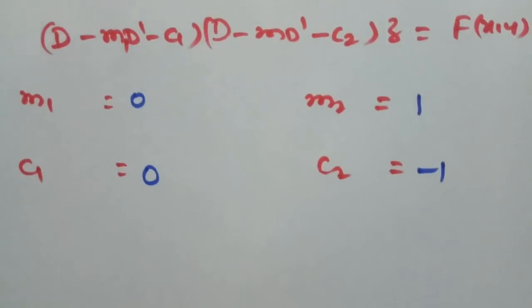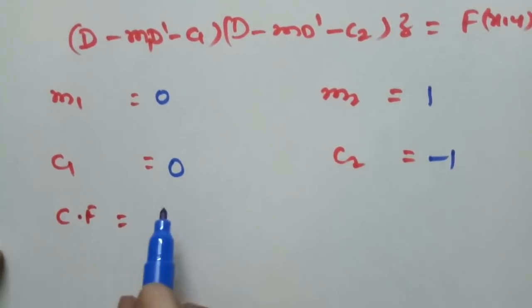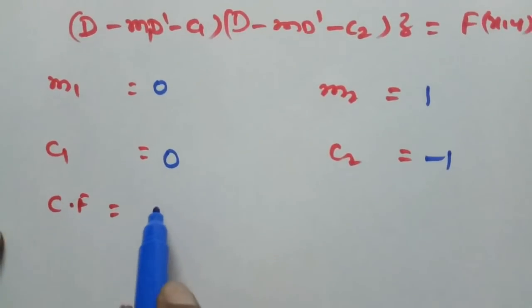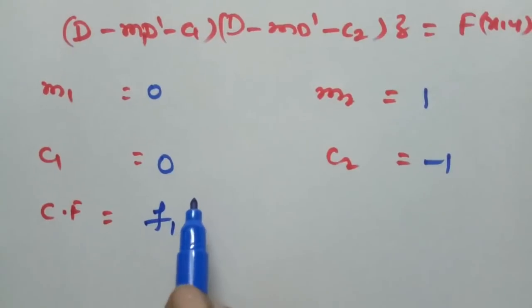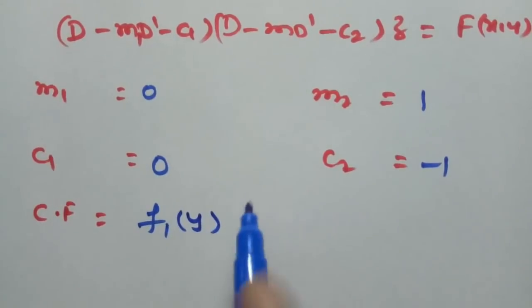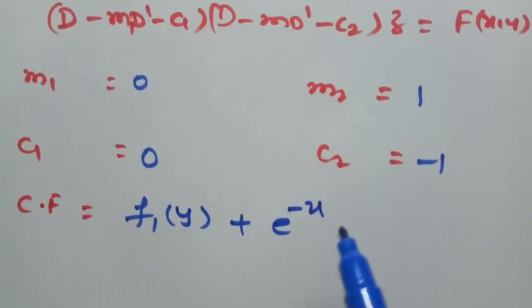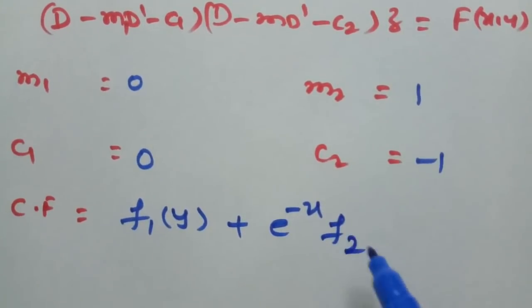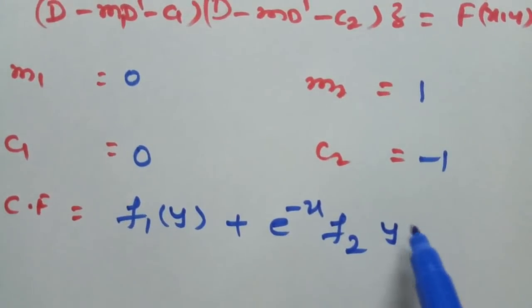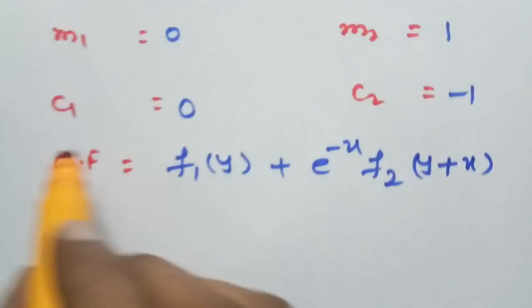Therefore the complementary function CF is equal to e to the power of c1 x, that is e to the power of 0x, into f1 of (y plus m1 x), that is y plus 0, plus e to the power of c2 x, that is e to the power of minus x, into f2 of (y plus m2 x), that is y plus 1 into x. This is the complementary function.